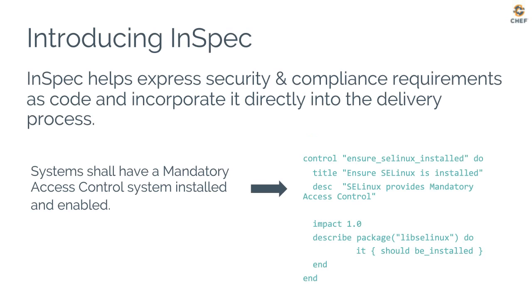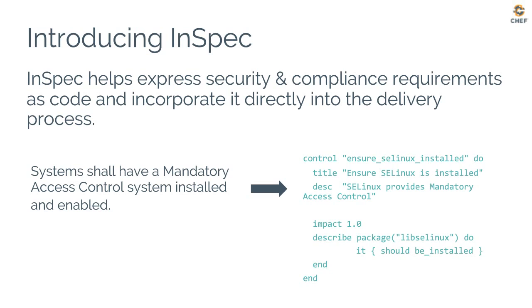So, for example, in a lot of auditing frameworks, we're talking regulatory compliance here, it starts with a fairly broad requirement that needs to be fulfilled. For example, here, a framework might ask that we have access control systems installed and enabled on our systems. Now, this can mean different things for different operating systems or even different flavors of the same operating system.